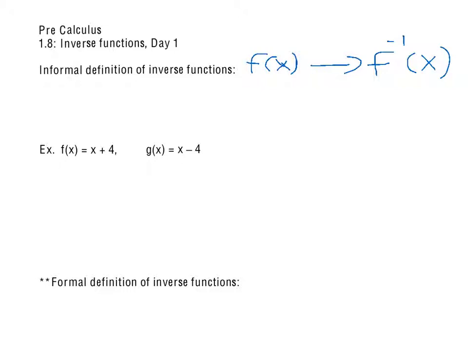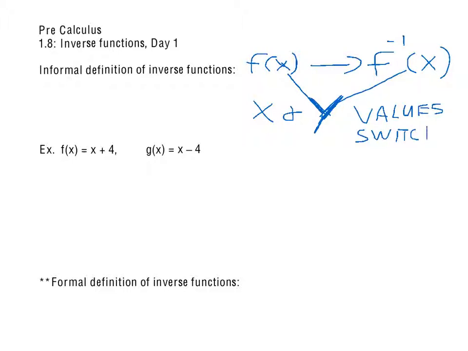The informal definition is that for two inverse functions, the x and y values switch. So basically if I make an xy chart for f of x, then the x values in that are going to be the y values for the inverse of f of x. Let's take a look at an example of this informal definition.